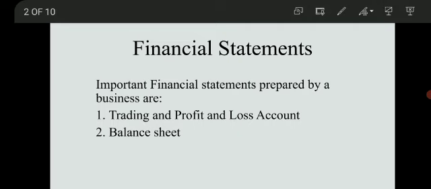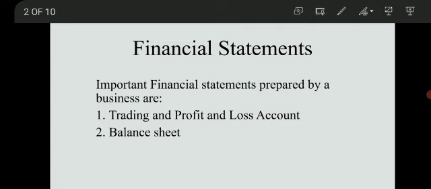So in the previous online class you might have studied some problems on trial balance, and even gone through the trading account also. In today's class we will see the format of profit and loss account, and we will solve one simple problem on profit and loss account.